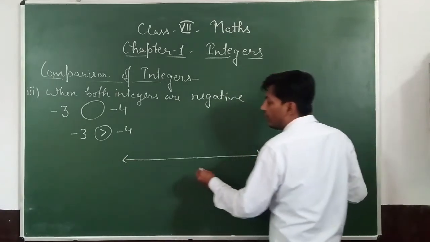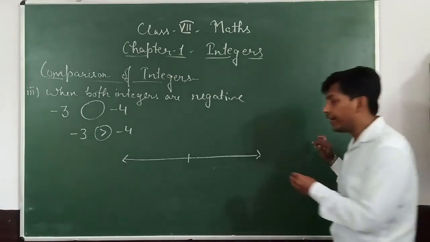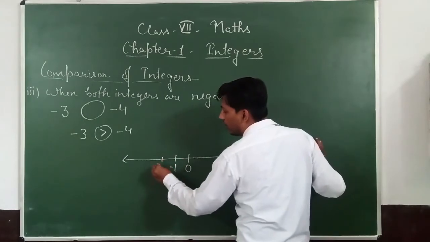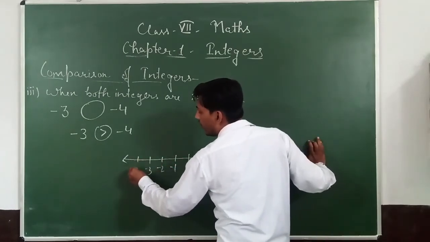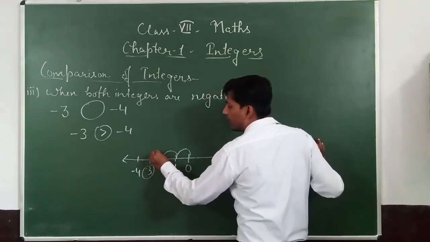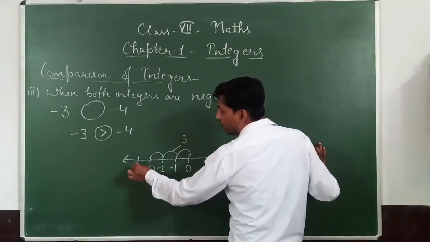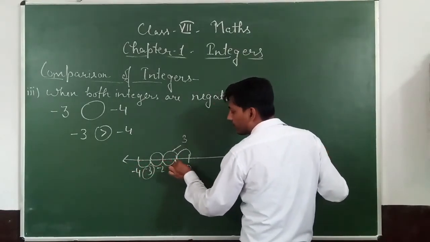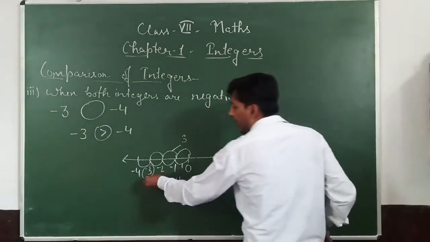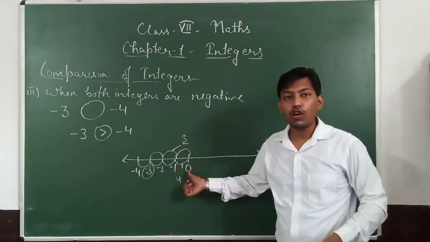Or we can find it by representing it on the number line. The number which has the shorter distance from 0 will be the greater one on the left side. 0, -1, -2, -3, -4. So for -3, the distance from 0 is 3, and for -4, the distance from 0 is 4. So which has the shorter distance? -3 has the shorter distance, 3. So -3 is greater than -4.